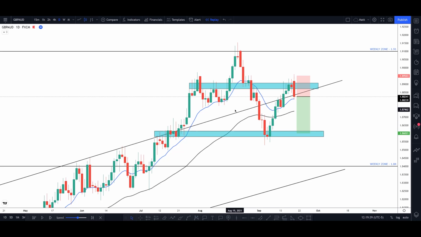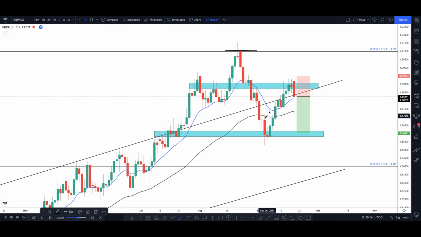And so in this example, we're looking at pound Aussie, and this is actually a swing trade that I mentioned in my trading community last week. So I wanted to short this pair, and the simple reason why is because I saw a change in the weekly market structure. So initially it was bullish, then we rejected this weekly psychological level of around 1.91.